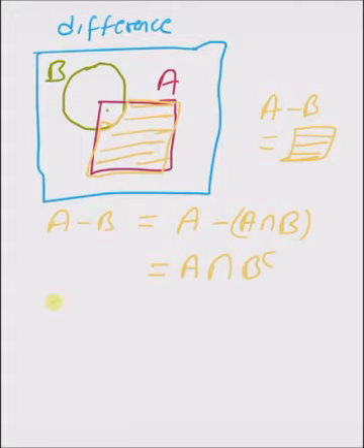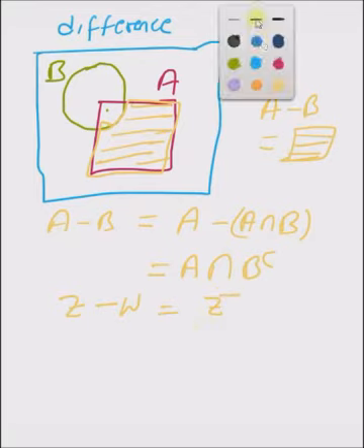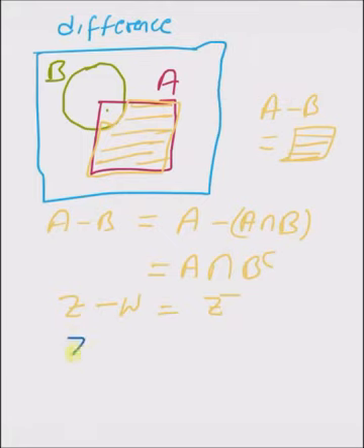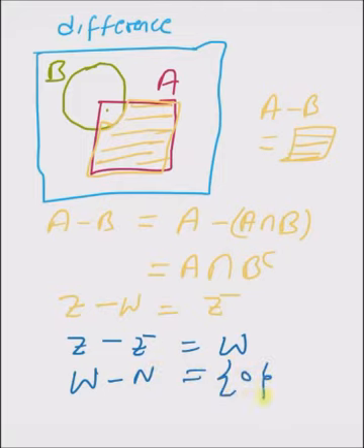A good example is the difference between the set of integers and the whole numbers, which is the set of negative integers. And similarly, the difference between the integers and the set of negative integers will give the set of whole numbers. And the difference between whole numbers and natural numbers is the set 0. And finally, the difference between the natural numbers and itself is the set of nothing, that is the empty set, the null set. The next property of sets is the disjoint sets.